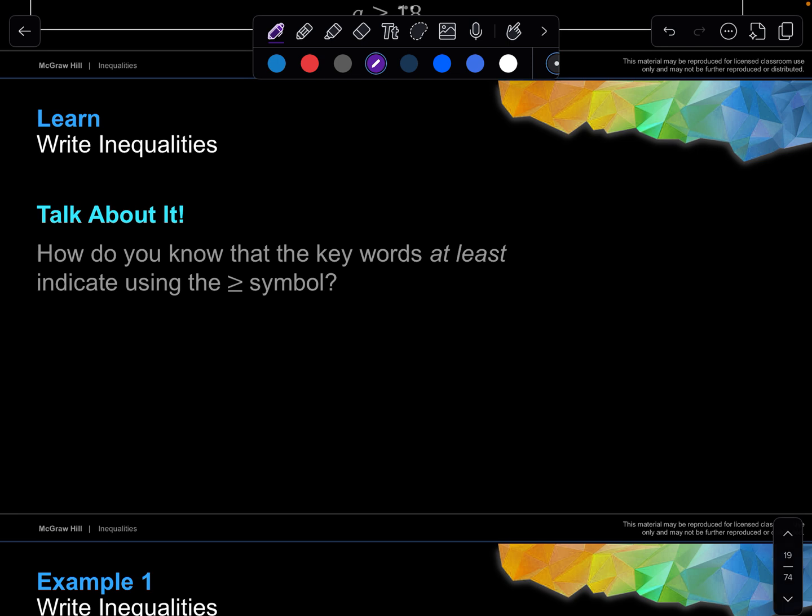Now, how do you know that the keywords at least is indicating a greater than or equal to symbol? Now, at least means that the quantity can be the same number or greater. So that's why we use a greater than or equal to symbol.